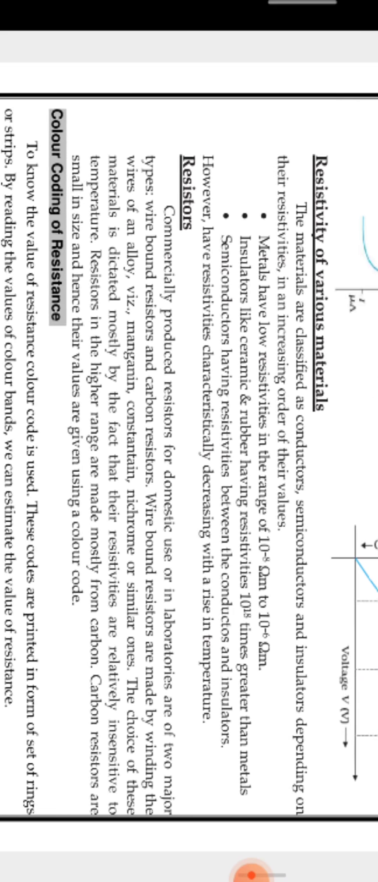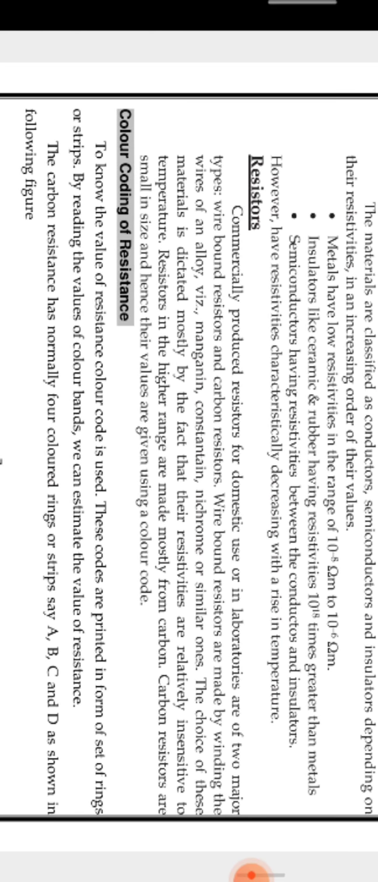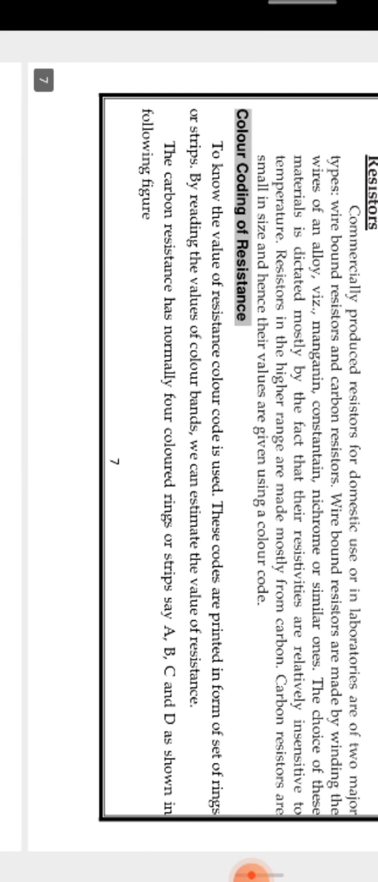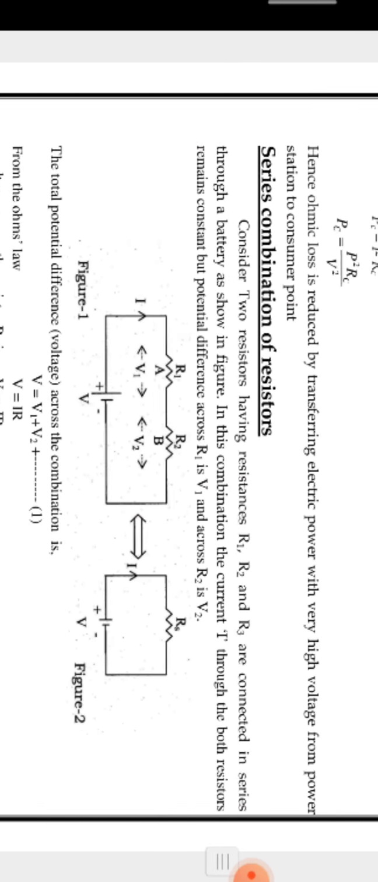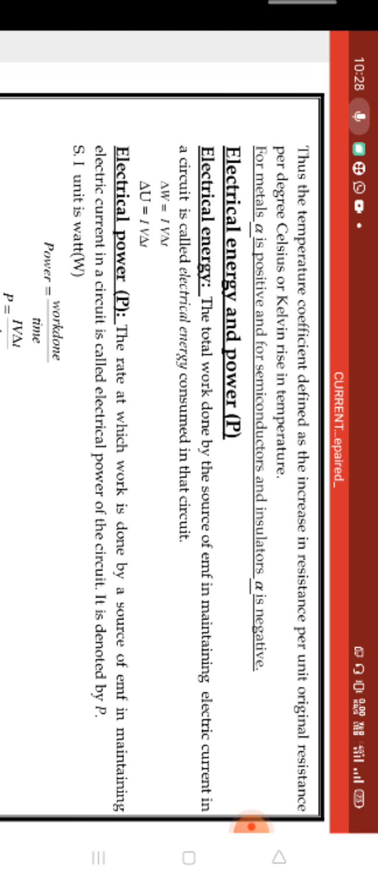Next, resistivity of various materials is given. For metals, what is the range of resistivity? For insulators and semiconductors it is also given. Thereafter, the resistors topic is there, but I didn't give this one, because series and parallel combinations are removed from this syllabus.